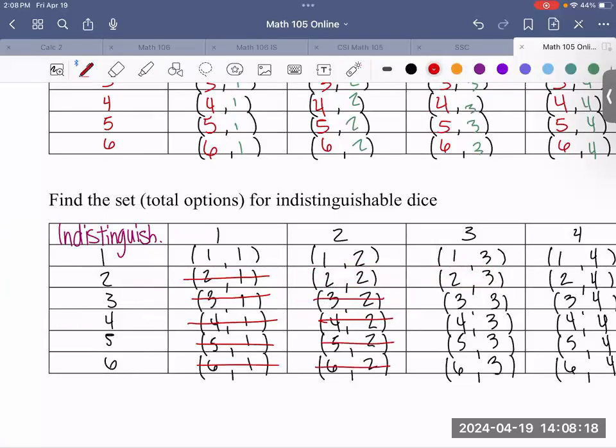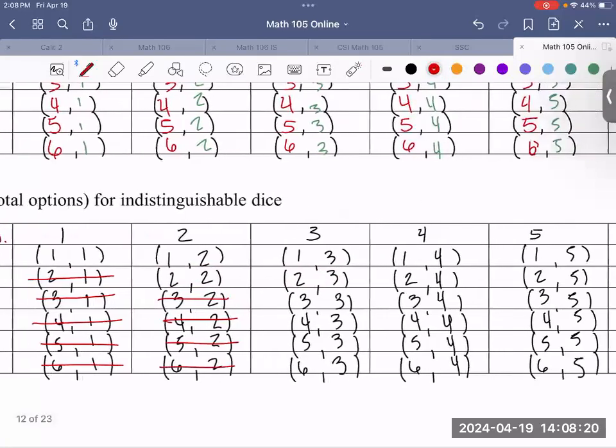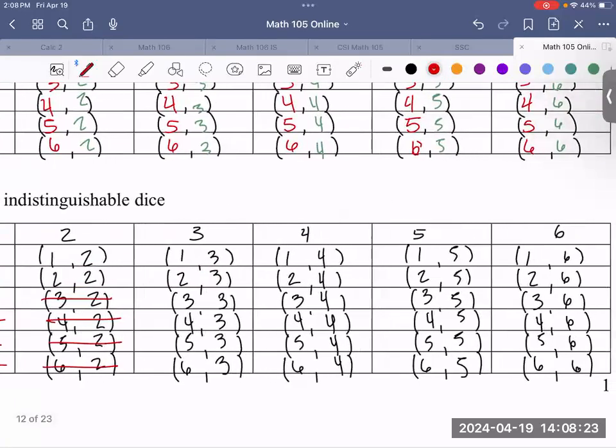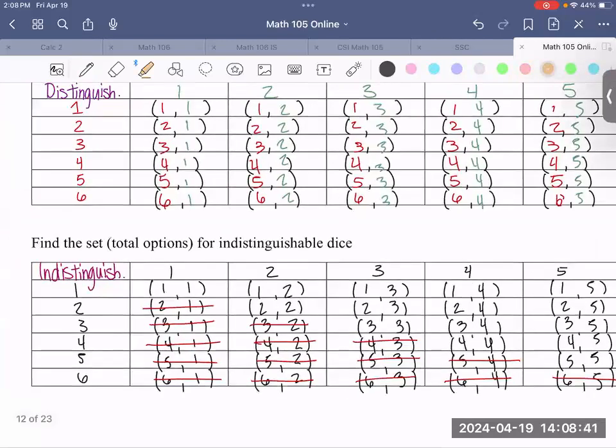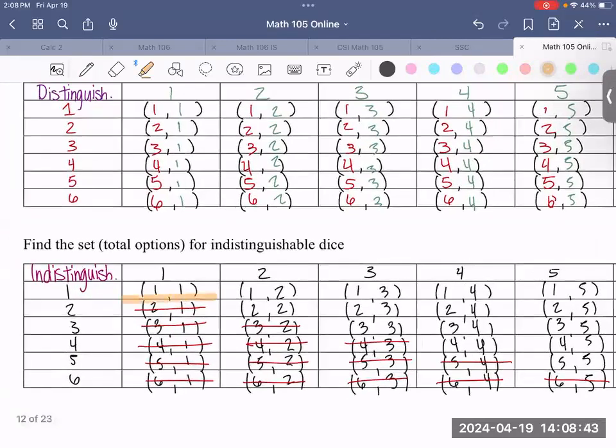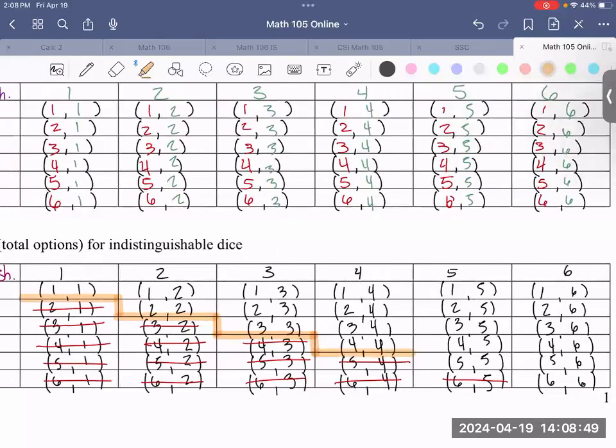Same thing with the remaining. Keep doing that for the remainder of your options. 3, 3 is okay. 4, 3 is 3, 4. 5, 3 is 3, 5, and so forth. And we're going to keep going until we run out. So in this option, if I were to trace it, I should have something that looks like a diagonal.